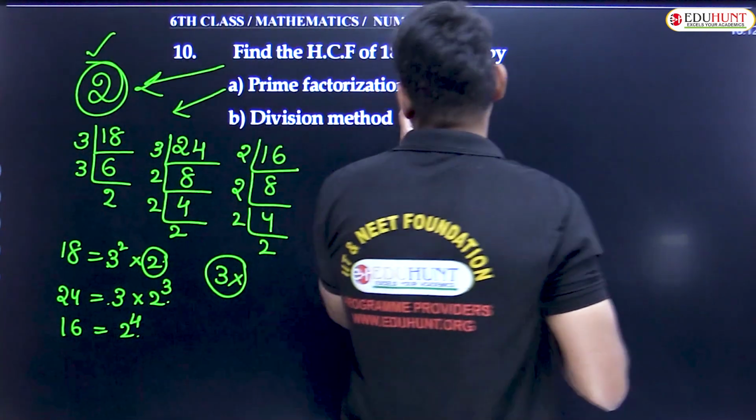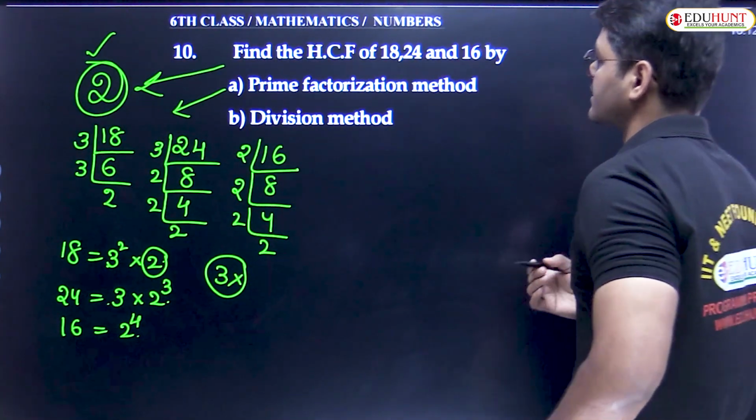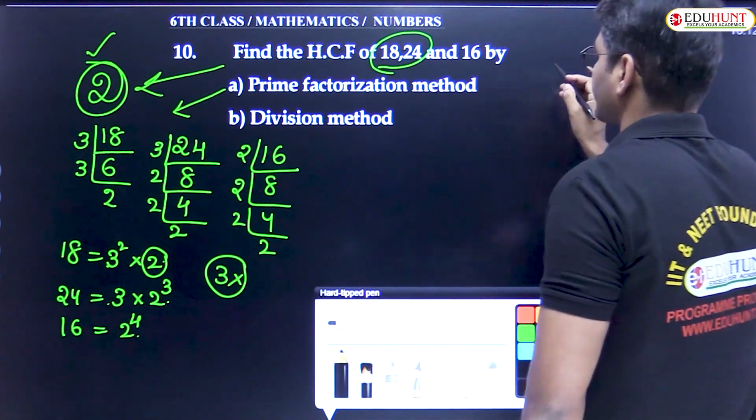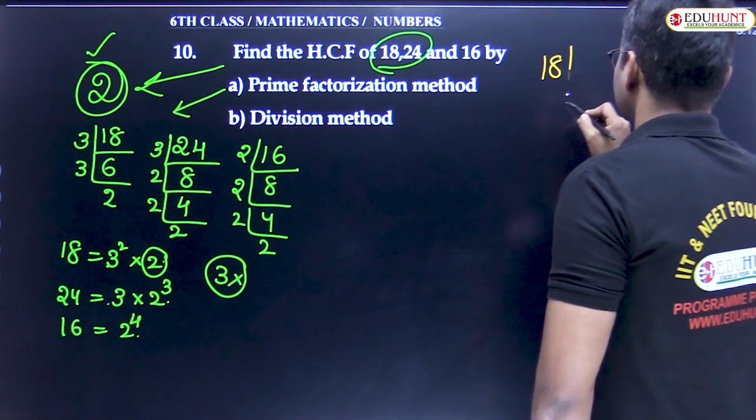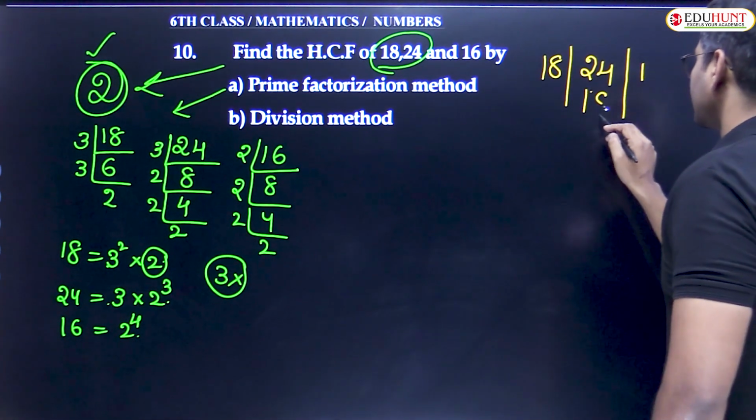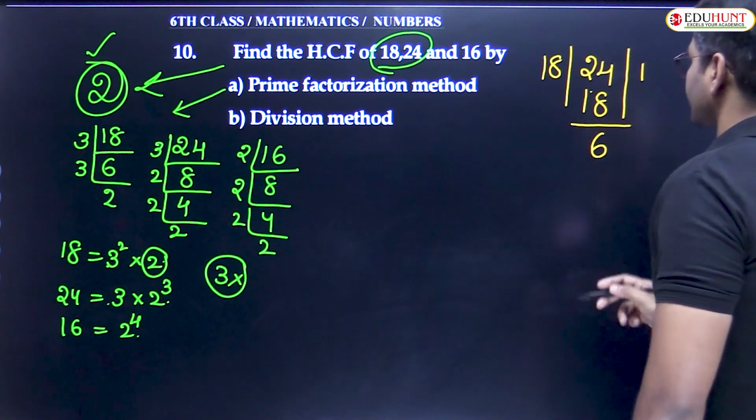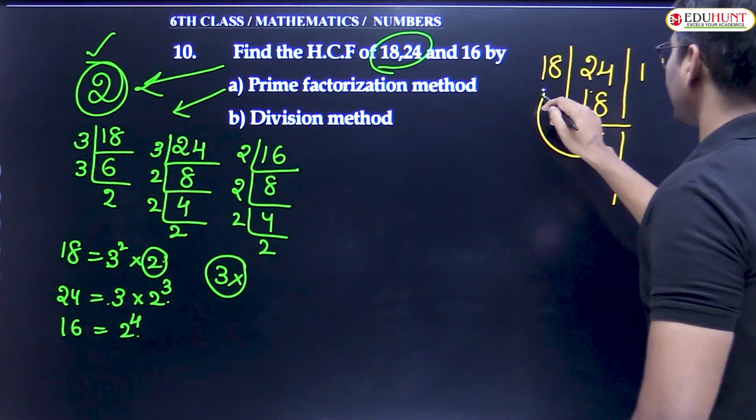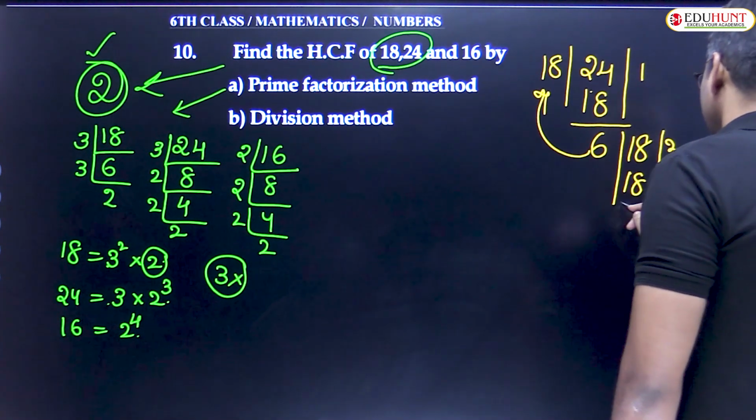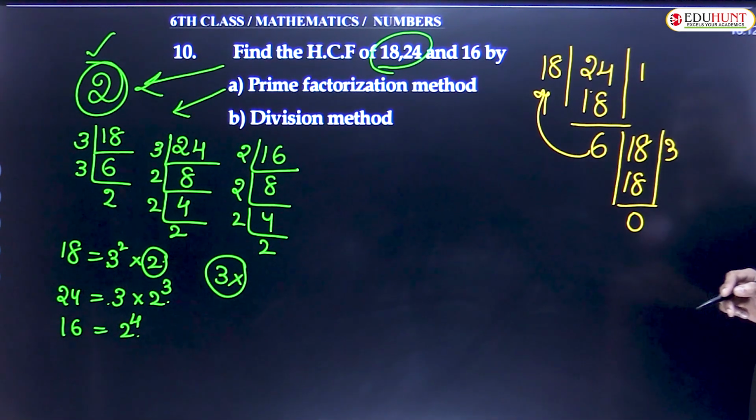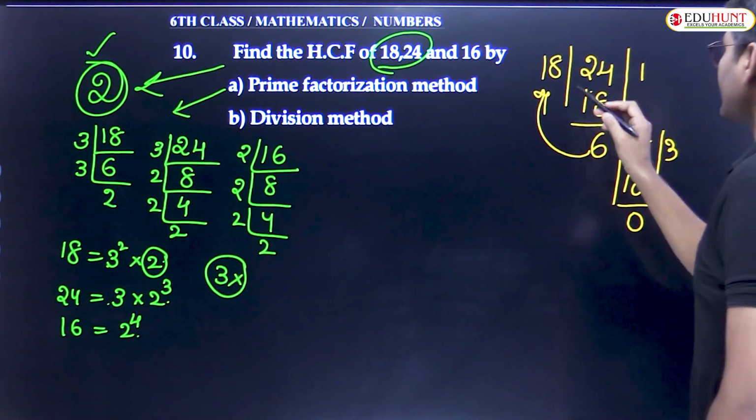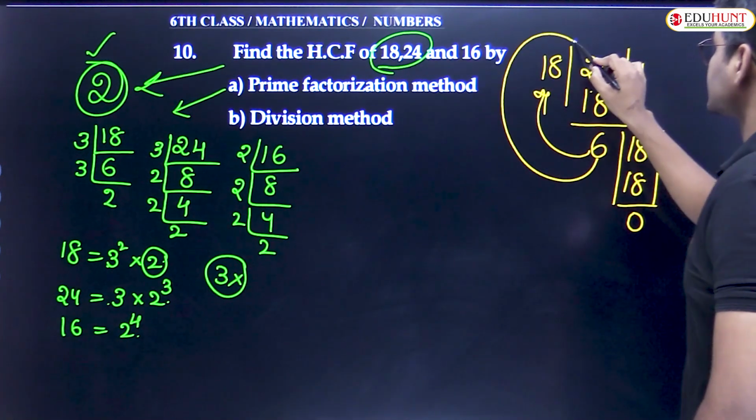Now, find the HCF by using the long division method. Let's take these two numbers first. 18 should divide 24. 18 once 18, remainder is 6. Now this 6 should divide this 18. 6 3s 18, so here the remainder is 0. So the HCF of 18 and 24 is 6.